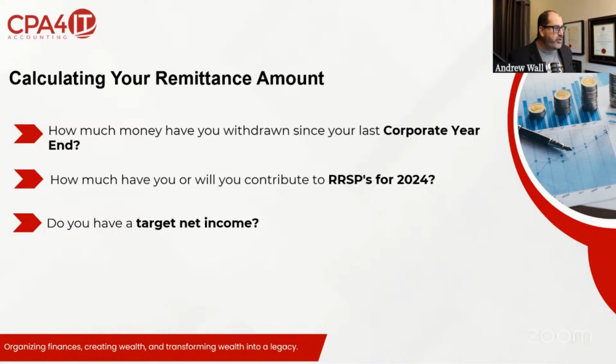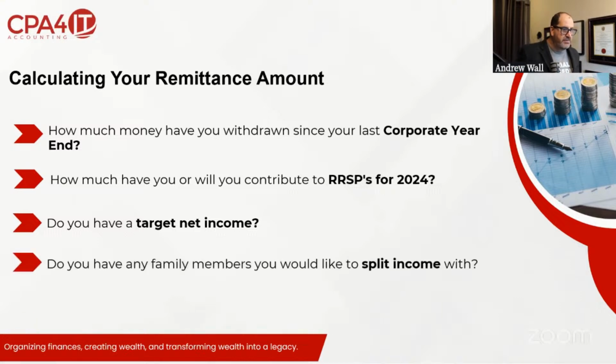However, like I said, if you are looking to buy a home or there might be other circumstances going on where you want to have a specific target net income, it's helpful for us to know that as well. We also want to know if you have any family members that you can do any income splitting with. Those could be children, spouses, parents, or anyone that we're looking to do any income splitting with.